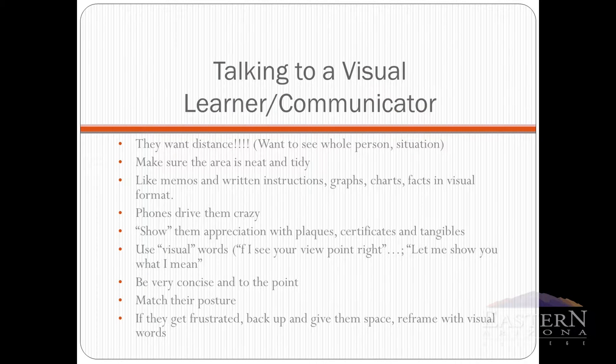So how do we talk to visual communicators? One of the most effective ways to talk to them is to recognize this one thing right here. They want distance. Visual communicators do not like you to be in their space. So when you have identified somebody as a visual communicator, you need to respect that and give them their space. The reason being is when they're perceiving things, they want to be back far enough that they can see all of you and what's around you in the immediate area. So if you want to make somebody discordant that's a visual, get right up to them and you'll end communication right there. That's very important, especially for visual people.